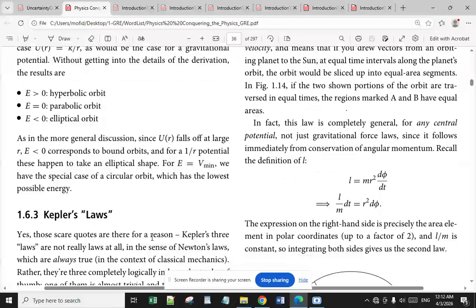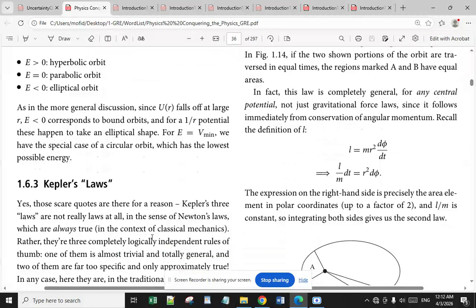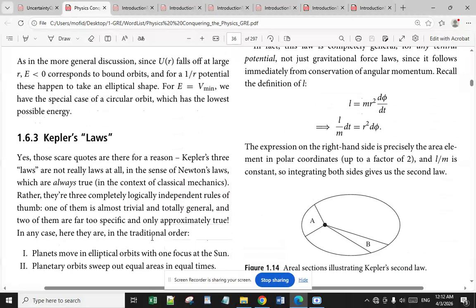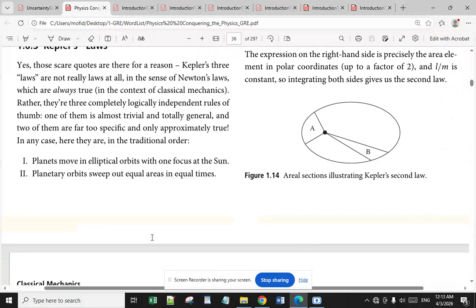Since it follows immediately from conservation of angular momentum, recall the definition of L. L is equal to m r squared dφ/dt, which is m times r squared dφ/dt, so L divided by m equals r squared dφ/dt. The expression on the right hand side is precisely the area element in polar coordinates up to a factor of 2, and L divided by m is constant, so integrating both sides gives us the second law. This is Figure 1.14, areal sections illustrating Kepler's second law.